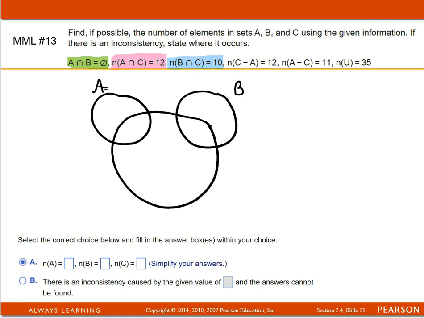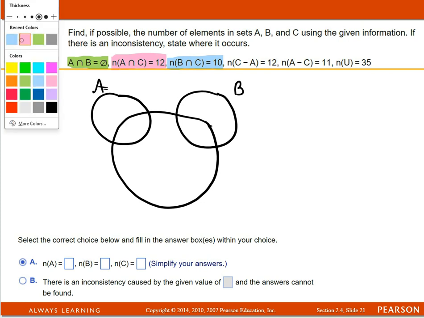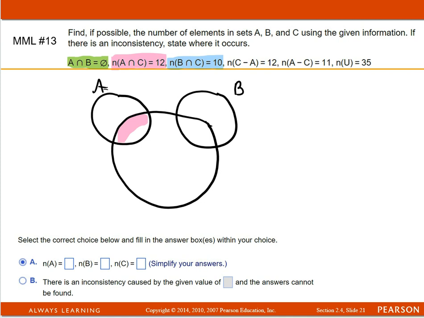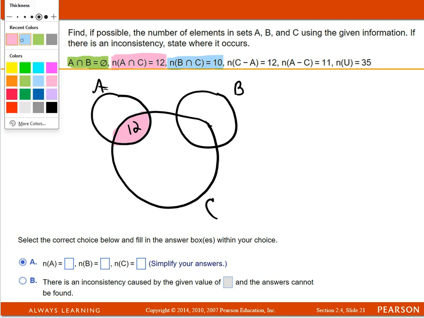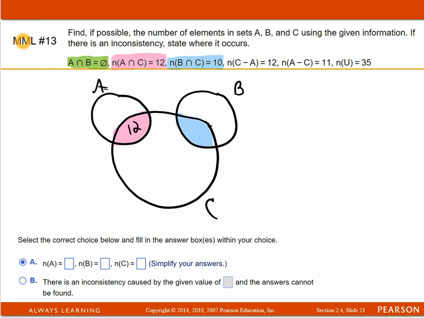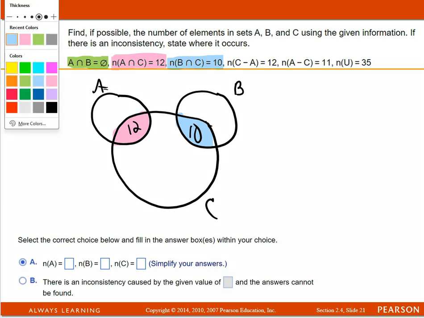Okay. So A intersect C would be this little area here, and there is 12 in that. This is circle C. And then B intersect C is this region, and there's 10 in there. Okay, and then it tells me that C take away A is 12, but A take away C is 11. I'm going to do that one first because that's less complicated.